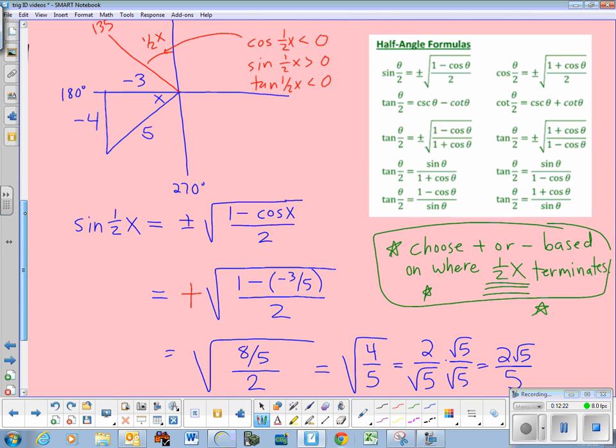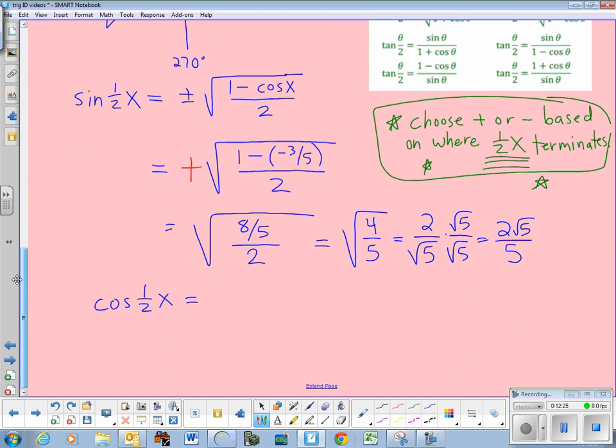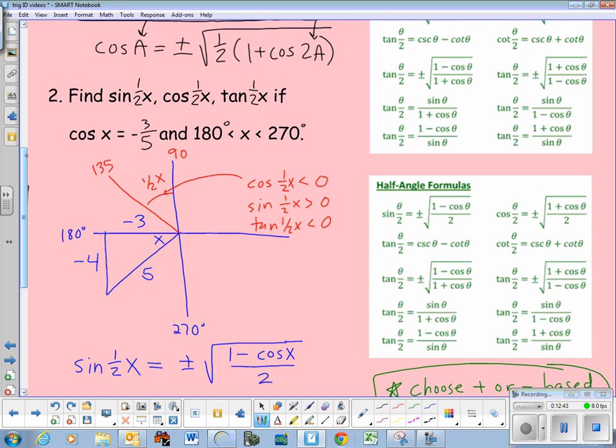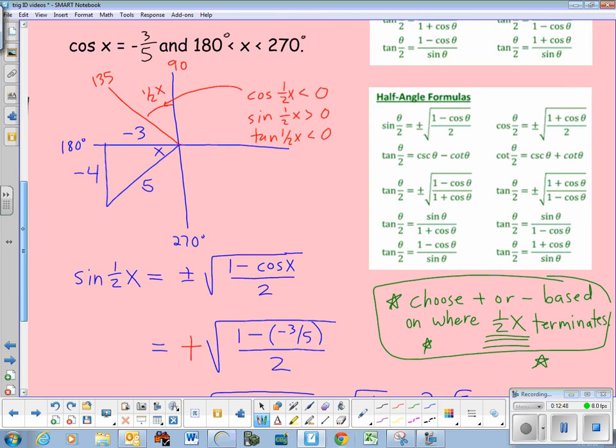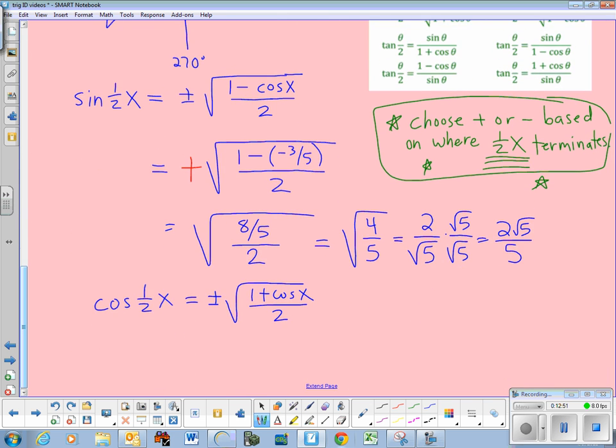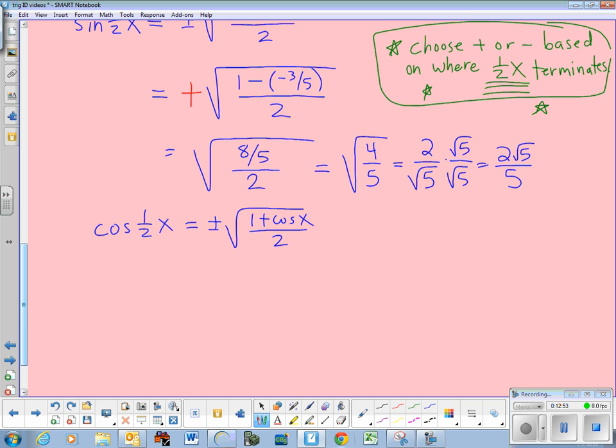Cosine of half x is plus or minus the square root of 1 plus cosine x over 2. So it's just the same except a plus instead of a minus in terms of 1 minus or 1 plus the cosine. Now the plus minus in the front, again, 90 to 135 is over on the left. We're going to choose minus because 1/2 x terminates on the left side of the coordinate plane. So negative is the sign I choose for the front as opposed to the positive answer I got earlier.